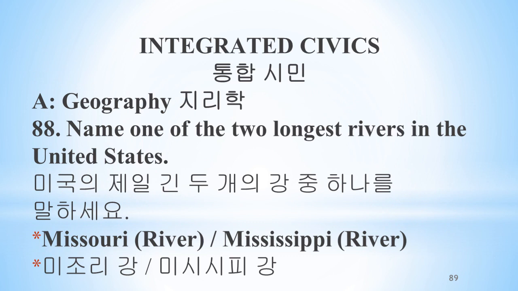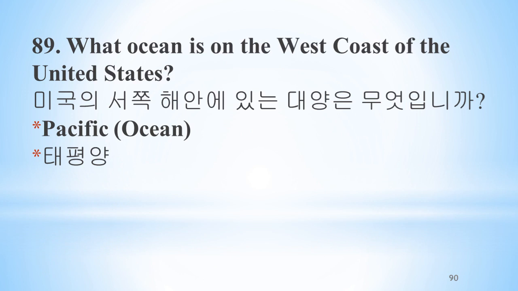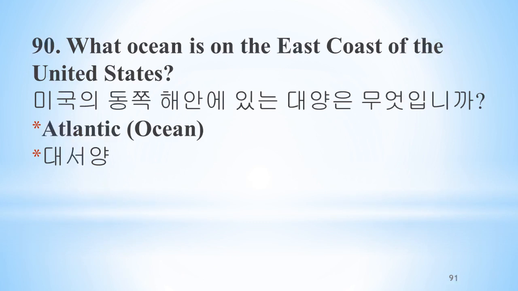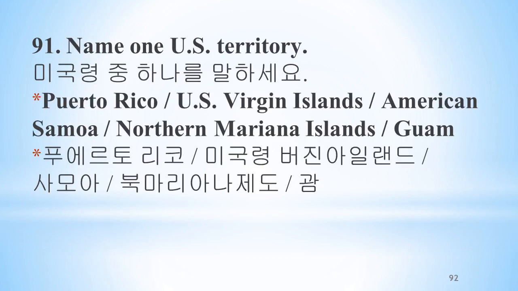Name one of the two longest rivers in the United States. The Missouri River. The Mississippi River. What ocean is on the west coast of the United States? The Pacific Ocean. What ocean is on the east coast of the United States? The Atlantic Ocean. Name one U.S. territory. Puerto Rico, U.S. Virgin Islands, American Samoa, Northern Mariana Islands, Guam.